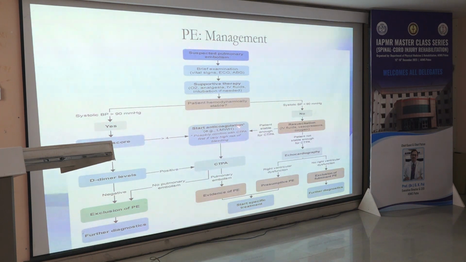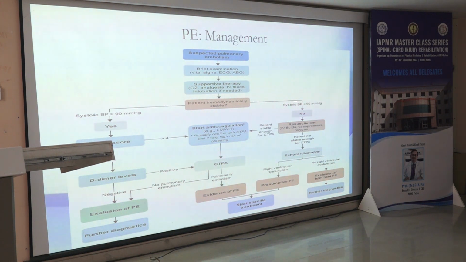immediately start anticoagulation with low molecular weight heparin, 40 milligram twice daily. And if the Wells score is less than 4, then we can wait for the D-dimer, and then we need to exclude PE in that way.